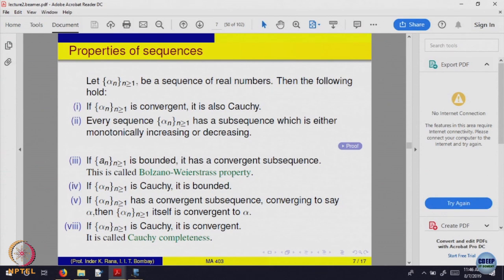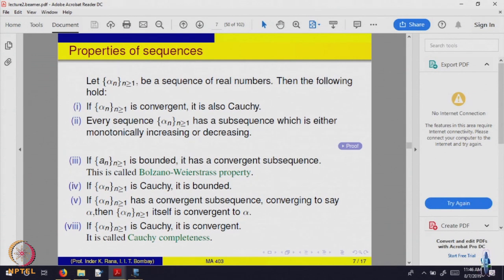And if a sequence has a convergent subsequence converging to, say, no, I think there is a typo here. If a Cauchy sequence has a convergent subsequence converging to alpha, then the sequence itself must converge to alpha, right? Because a sequence can have many different convergent subsequences, right? So there is a step missing. If a sequence alpha n is Cauchy and has a convergent subsequence, then the sequence itself must converge. That is what we proved. So every Cauchy sequence is convergent.